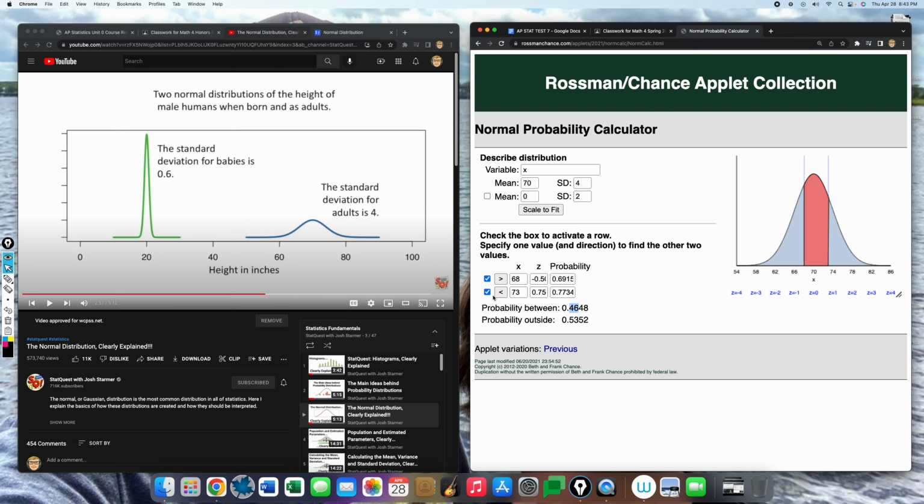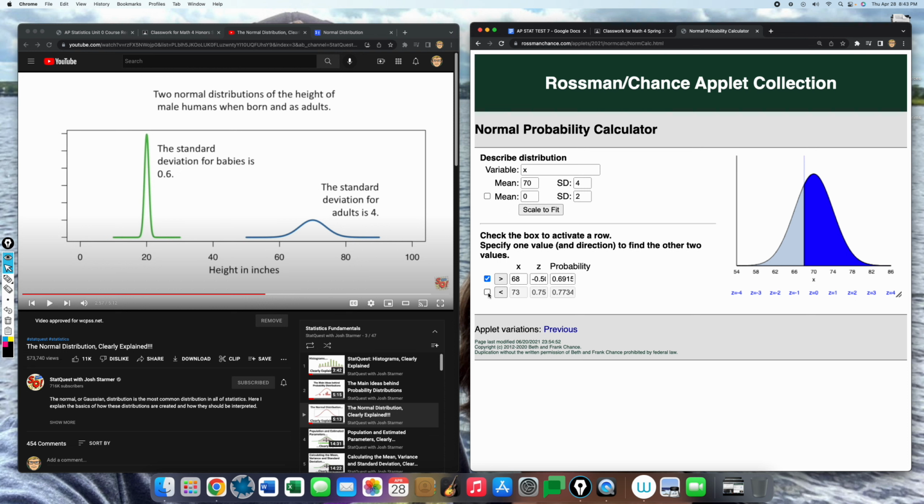Now, if you just want it to be strictly greater than 68 inches, then you just undo the one you don't want. And it will shade everything to the right of 68 inches, right? And that probability there is the area to the right of 68. Okay, and if you just want the ones less than 73 inches, so what percentage of men are less than 6'1" tall? That would be about 77% of men.